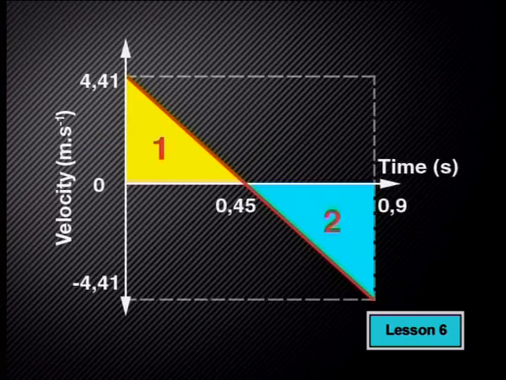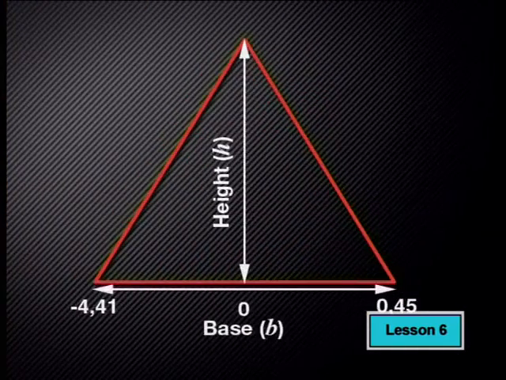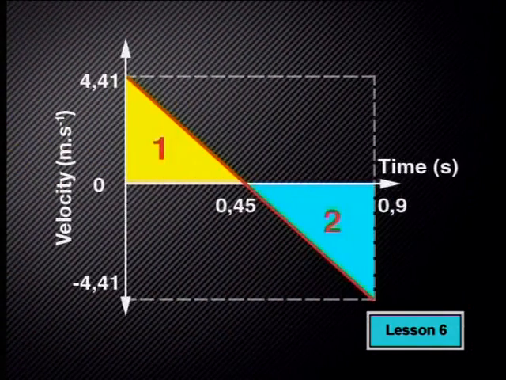Do you see that the colored areas are both triangle shapes? Now to find the area of each triangle. The area equals half times the base of the triangle times the vertical height of the triangle. On the velocity versus time graph, the base of the triangle represents the change in the time value, and the height is the change in the velocity of the object.